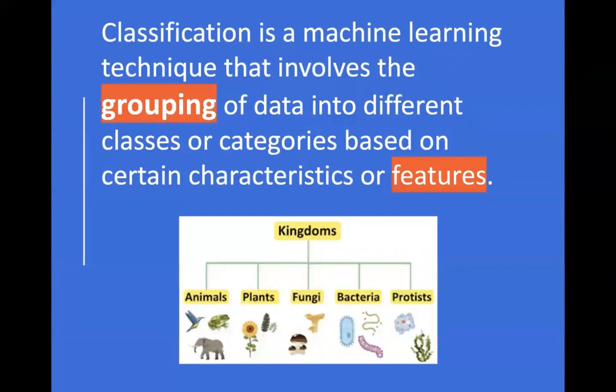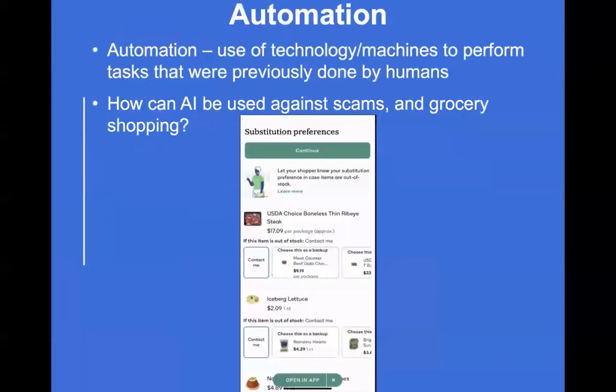Classification is a machine learning technique that involves the grouping of data into different classes or categories based on certain characteristics or features. So here we're looking at animals, plants, fungi, bacteria, and protists. These are all different groups based on features.